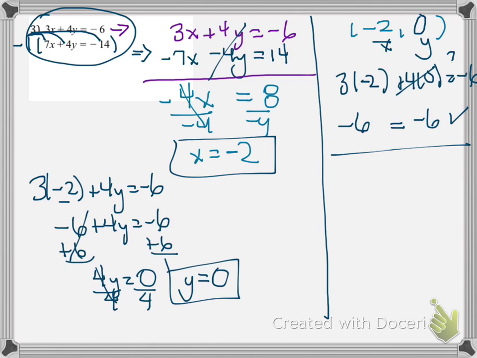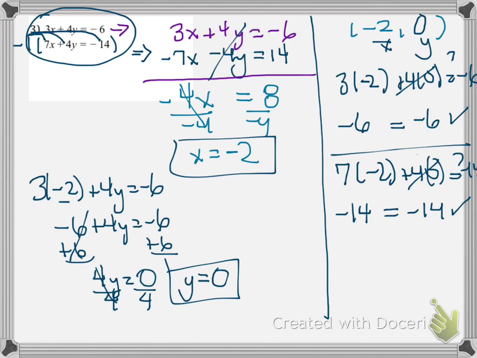So far, so good. Let's plug it into the second equation. 7 times negative 2 plus 4 times 0. Does that equal negative 14? So 7 times negative 2 is negative 14, plus 4 times 0, that's 0, equals negative 14, and that is true again. So our solution to the system is negative 2, 0.